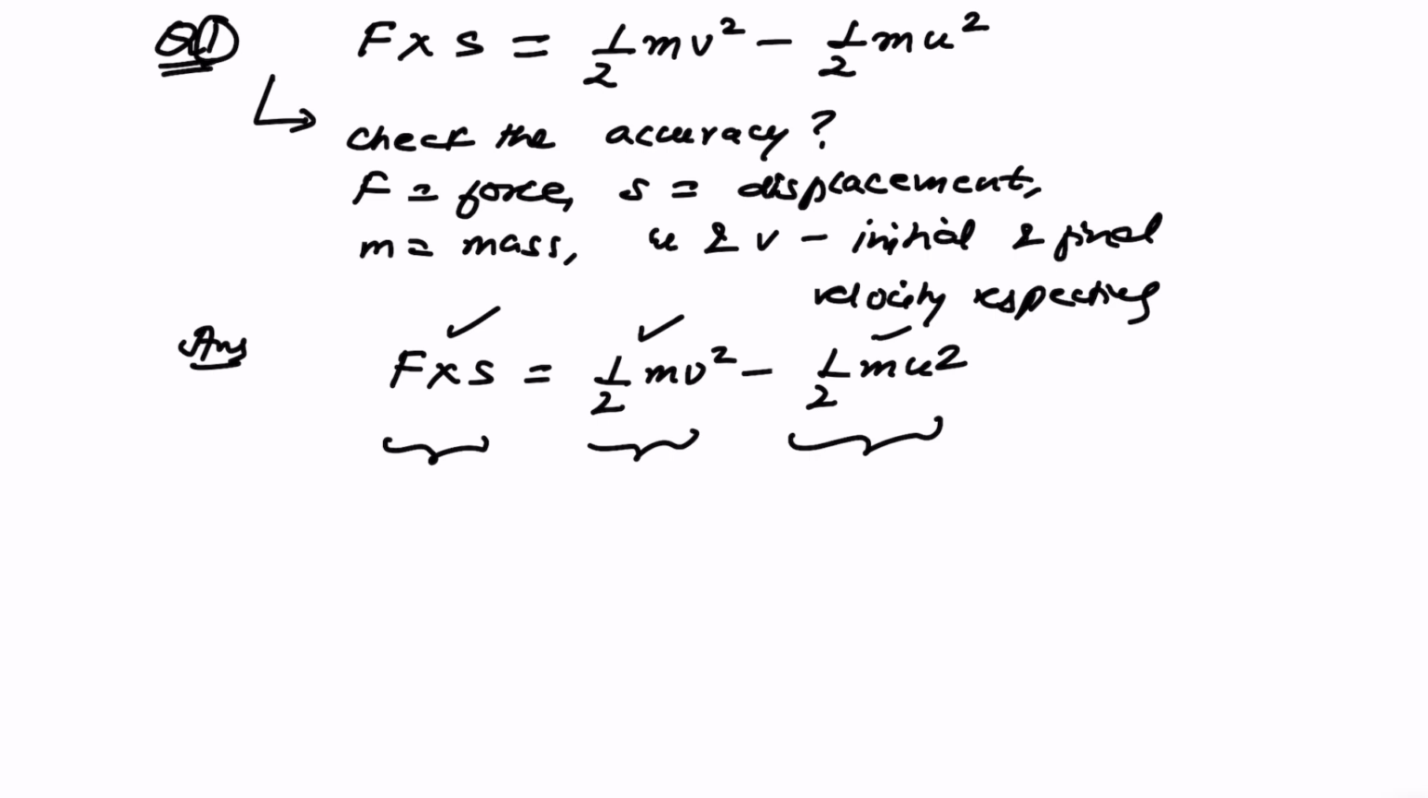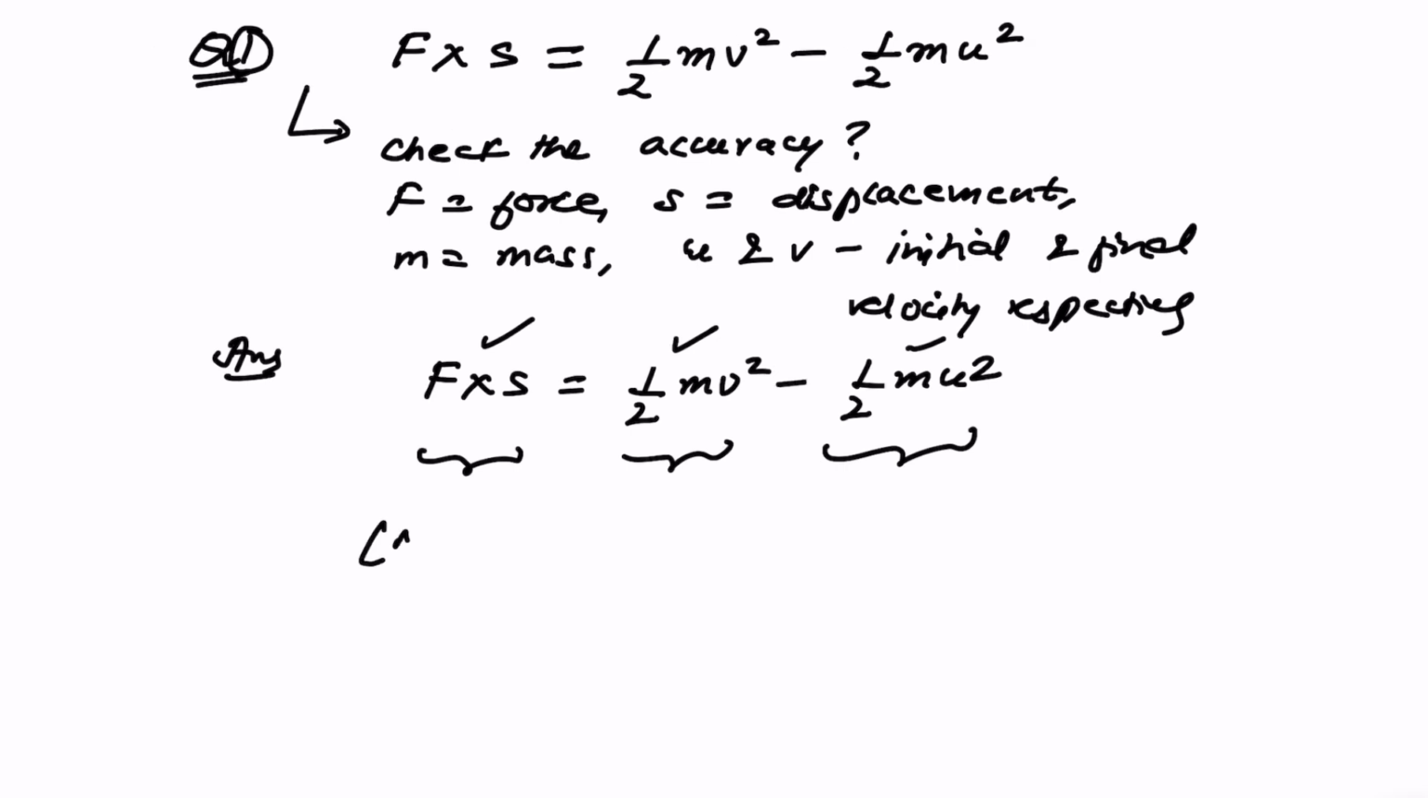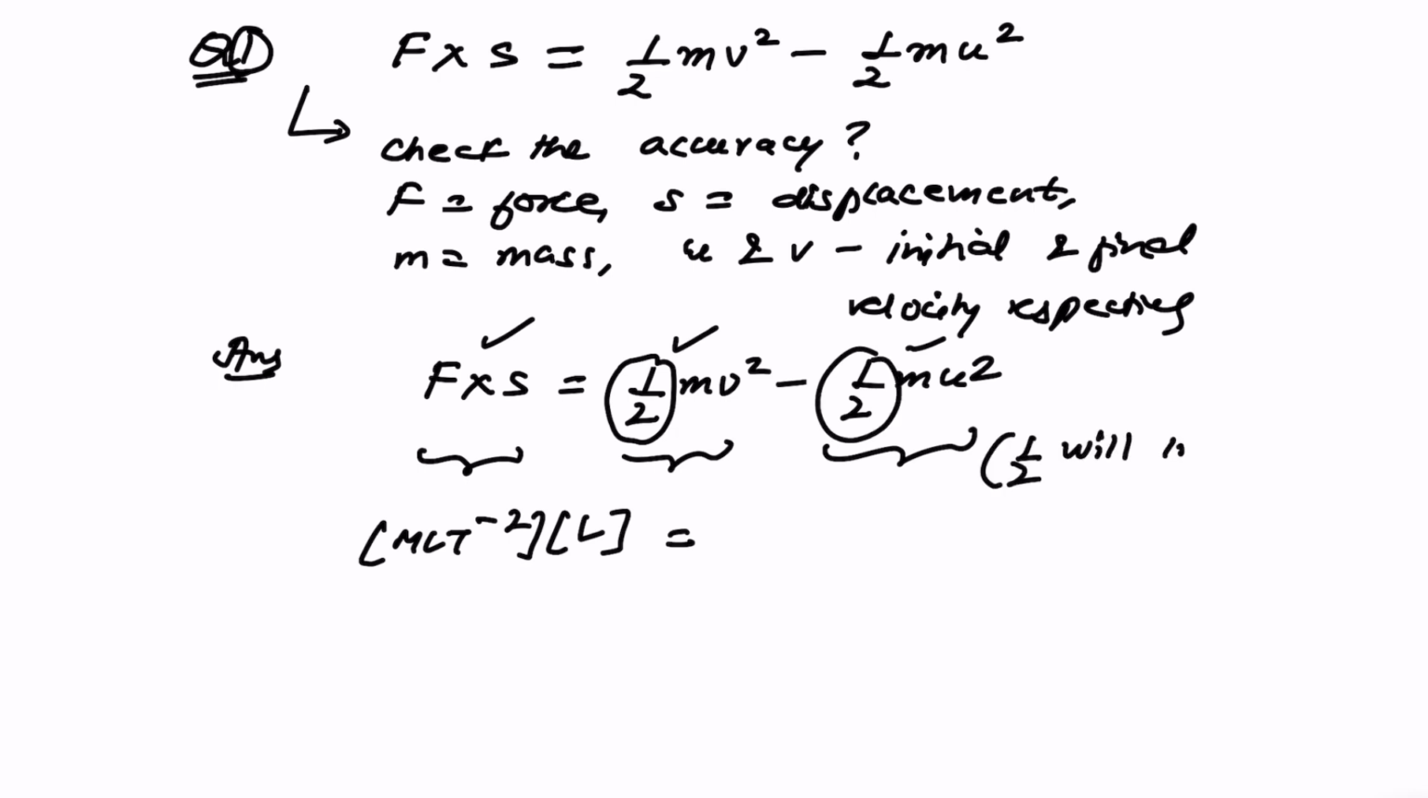As already mentioned in the question, F is the force. Now we know what the dimension for force is. The dimension for force is MLT^-2. What is the dimension of length? L. Do remember, numbers do not have any dimension. So half will have no dimension.